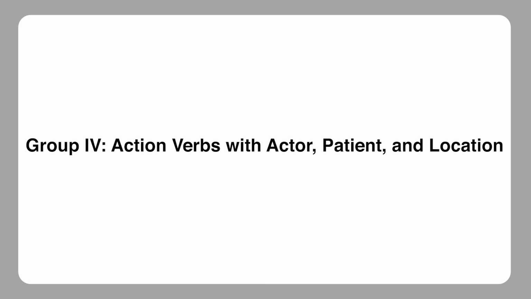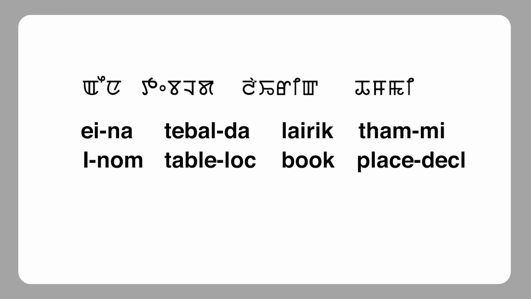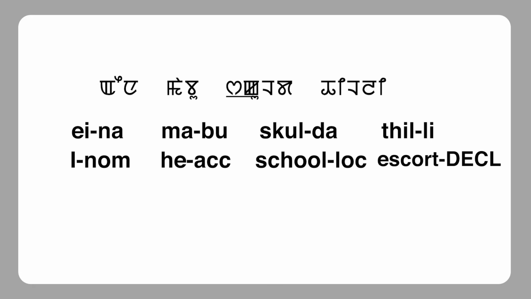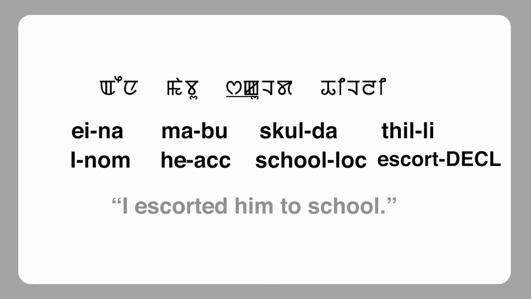Group 4. Now group 4 action verbs with actor, person, and location. These are bivalent verbs involving 3 arguments. Aina tableda lyric thammi. I place the book on the table. Aina mabu skulda thilli. I escorted him to school.